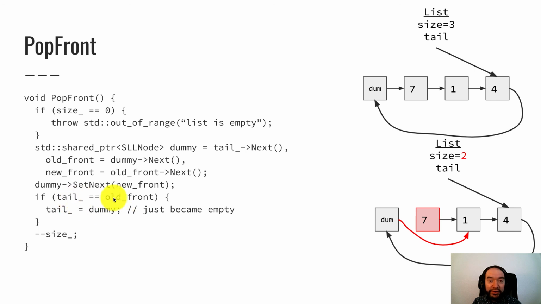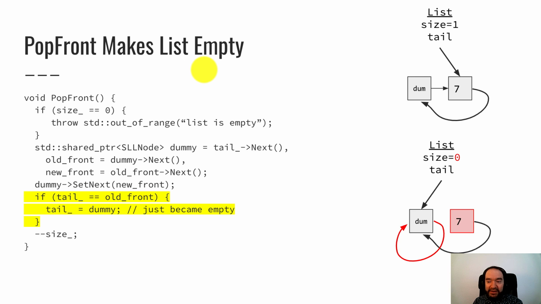So if the tail is equal to the old front, then tail is reassigned to dummy. This is doing pointer comparison here. If the tail node is the same as the old front, we're removing the tail, then the tail changes to be the dummy node because that's how an empty singly linked list works. The tail points at the dummy node. Finally, minus size just to keep the size accurate. This takes constant time. It's a little bit more complicated. There's the if statement in there, but there's no looping, so this takes constant time.